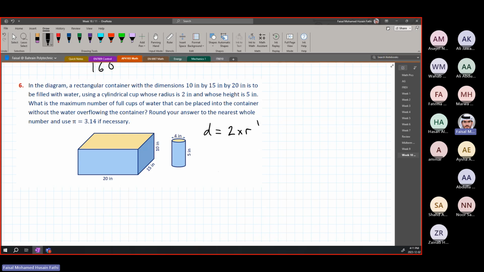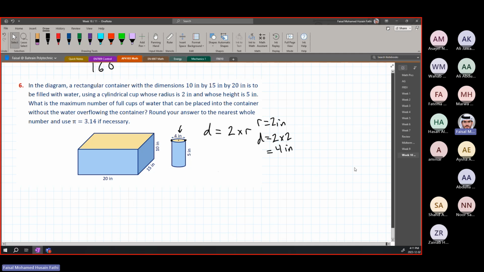So they told us the radius equals 2 inches. The diameter will be equal to 2 times 2, which is 4 inches. The reason they wrote 4 inches here is that this is from the outside point to the outside point. Radius will be from the center. Okay? Moving on. And whose height is 5 inches. They gave us the height, 5 inches.